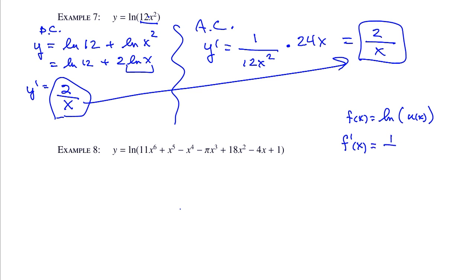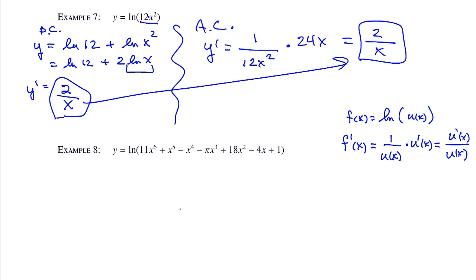working it out, you would get 1 over u of x times the derivative of u of x. What a lot of people will do is they'll go ahead and simplify this. This is u prime of x over u of x. And of course, this only works when it's the natural log. But that's the shortcut way of thinking about the derivative of the natural log. Let me show you how to use that here.